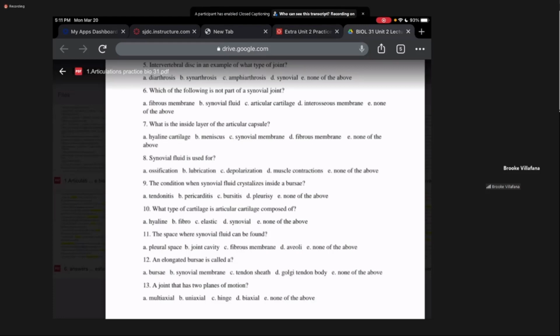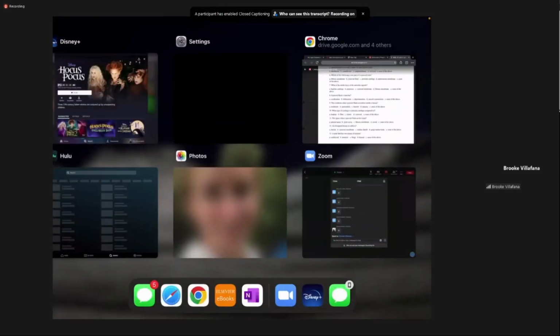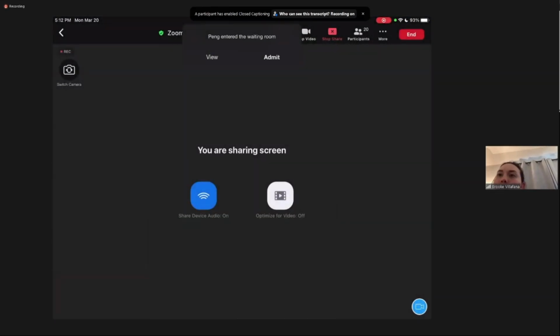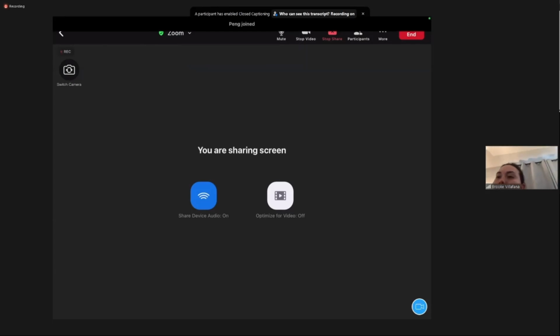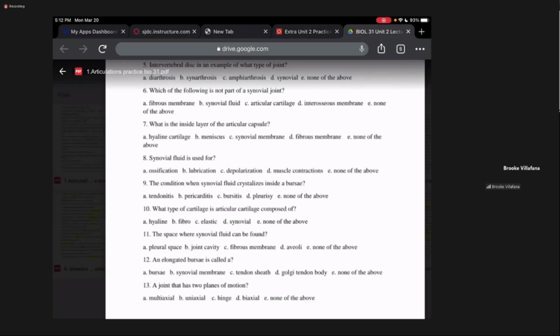All right, for question 7, what is the inside layer of the articular capsule? So the inside layer of the articular capsule, a few people said C, right? So C for synovial membrane. Our outside is our fibrous, and then our inside is our synovial membrane, and that puts out the synovial fluid, right? What is the purpose of synovial fluid? Synovial fluid is used for what?